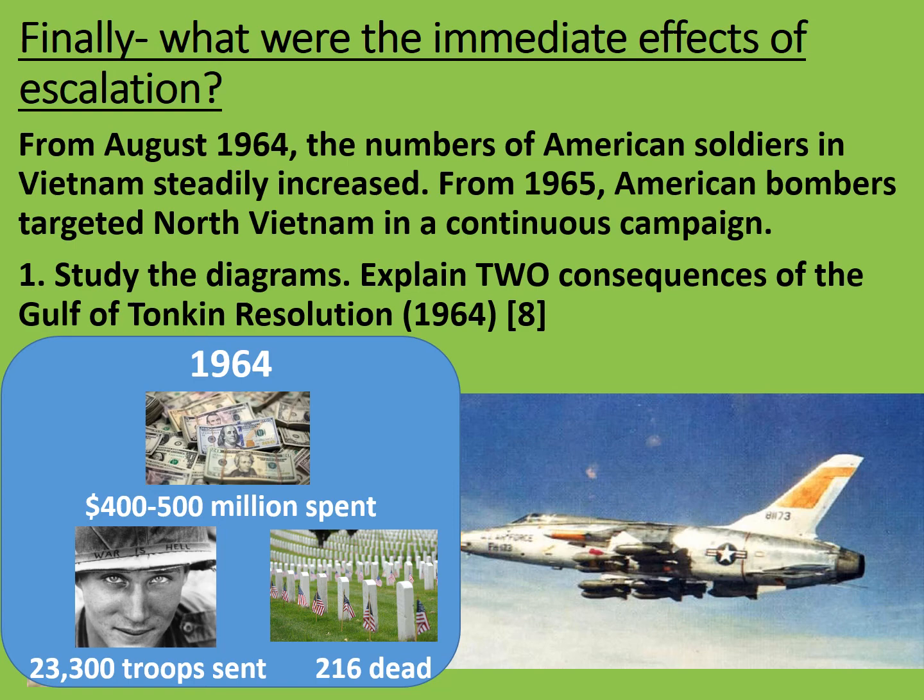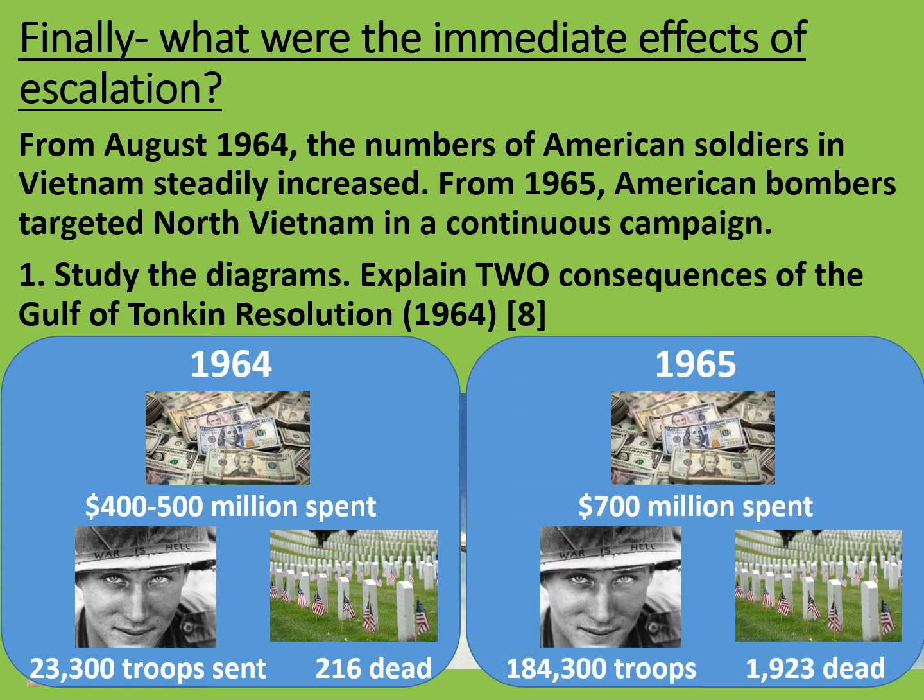Let's have a look at diagram number 2, which shows the similar stats for 1965. In 1965, the US spent $700 million on the Vietnam War. They sent 184,300 troops and 1,923 servicemen and women were killed. Consider those facts, consider what the consequences are of the Gulf of Tonkin Resolution, and use any of those statistics that you think might be helpful. Pause the video now if you'd like to have a go at that. Okay, now you've finished that, let's consider what these consequences might be.